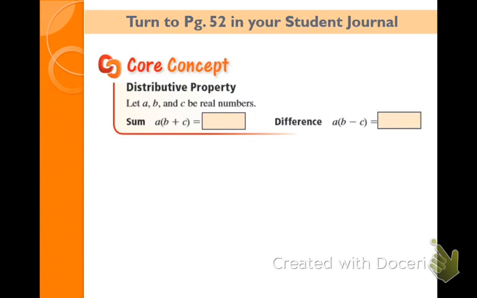There's a blank at the top of this page. This property is called the distributive property. You'll want to go ahead and fill that in. Distributive property. It's on page 2.